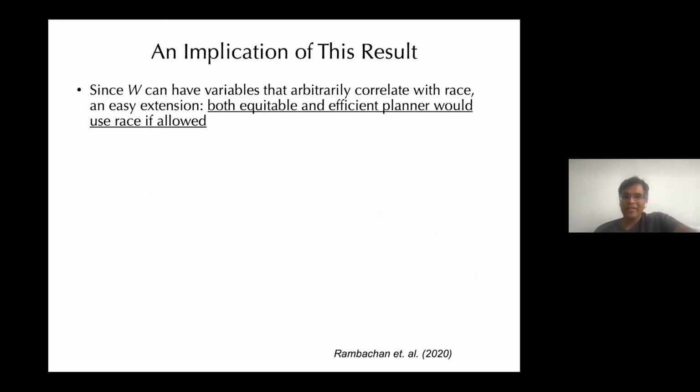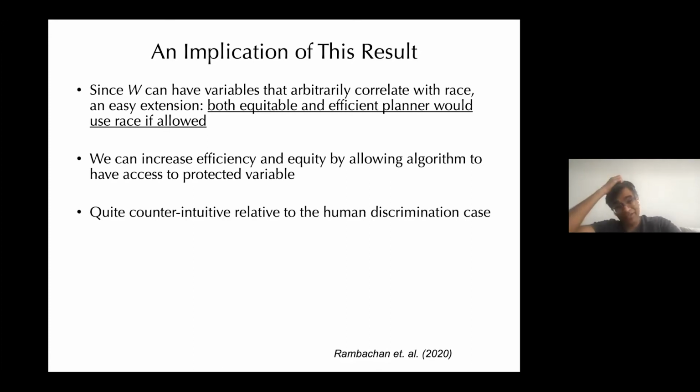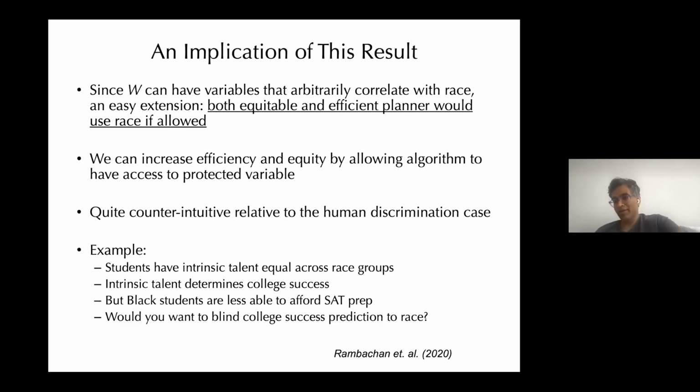So some implications of this result is that both the equitable and efficient planner should be allowed to use race if possible. We can increase efficiency and equity by allowing the algorithm to have access to the protected variable. This is kind of new results in algorithms, but in the econometrics literature on discrimination, this is hardly new, but it's quite counterintuitive to how you think about humans.